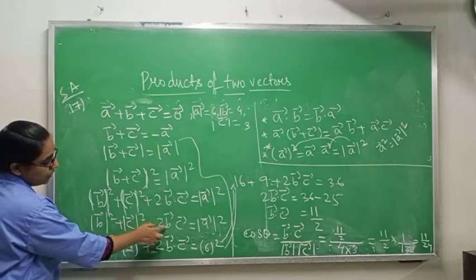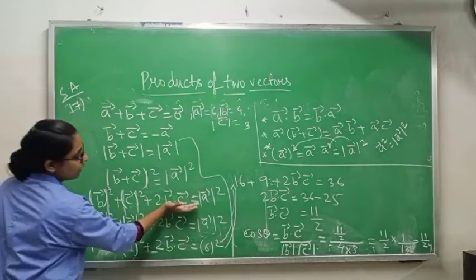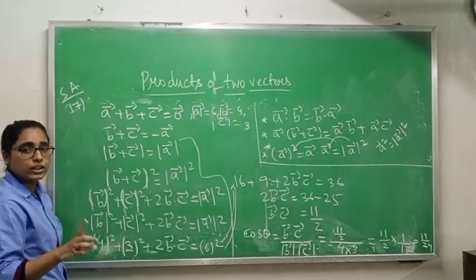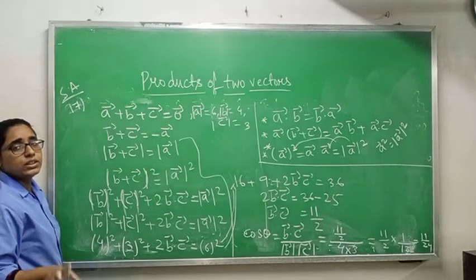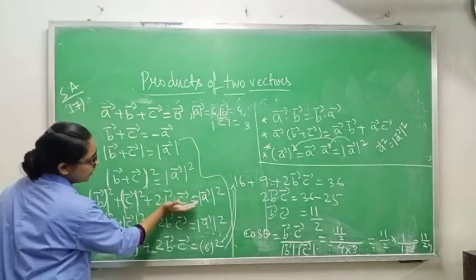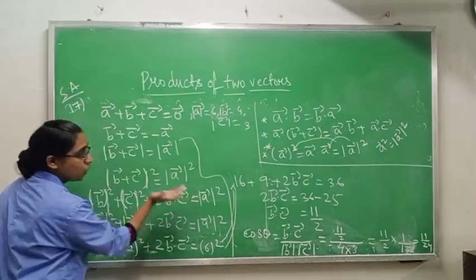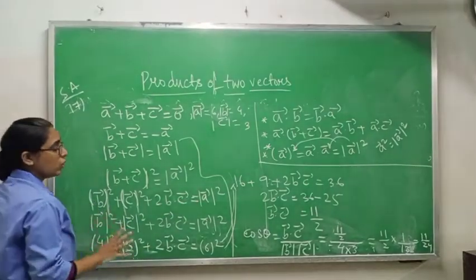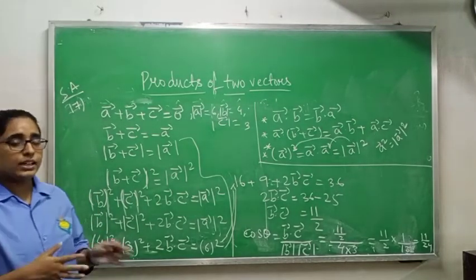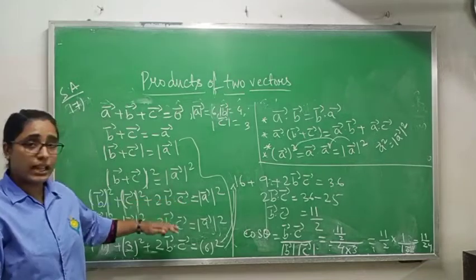Now plus 2 b vector dot c vector. I am not doing anything with this, because we need b vector dot c vector to find the cosine of the angle between b and c. That is why I am not taking the mod. If you take the mod, you will not get your answer. So whatever angle you have to find, between b and c, or a and b, keep that one as it is.